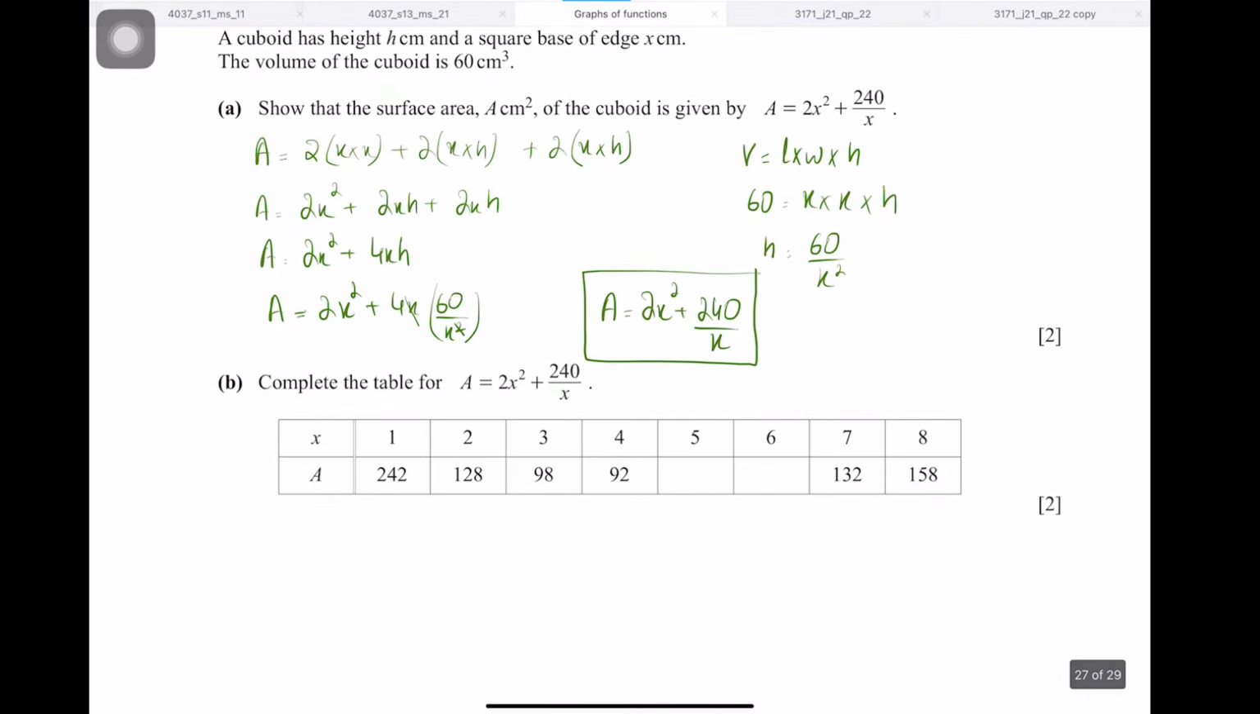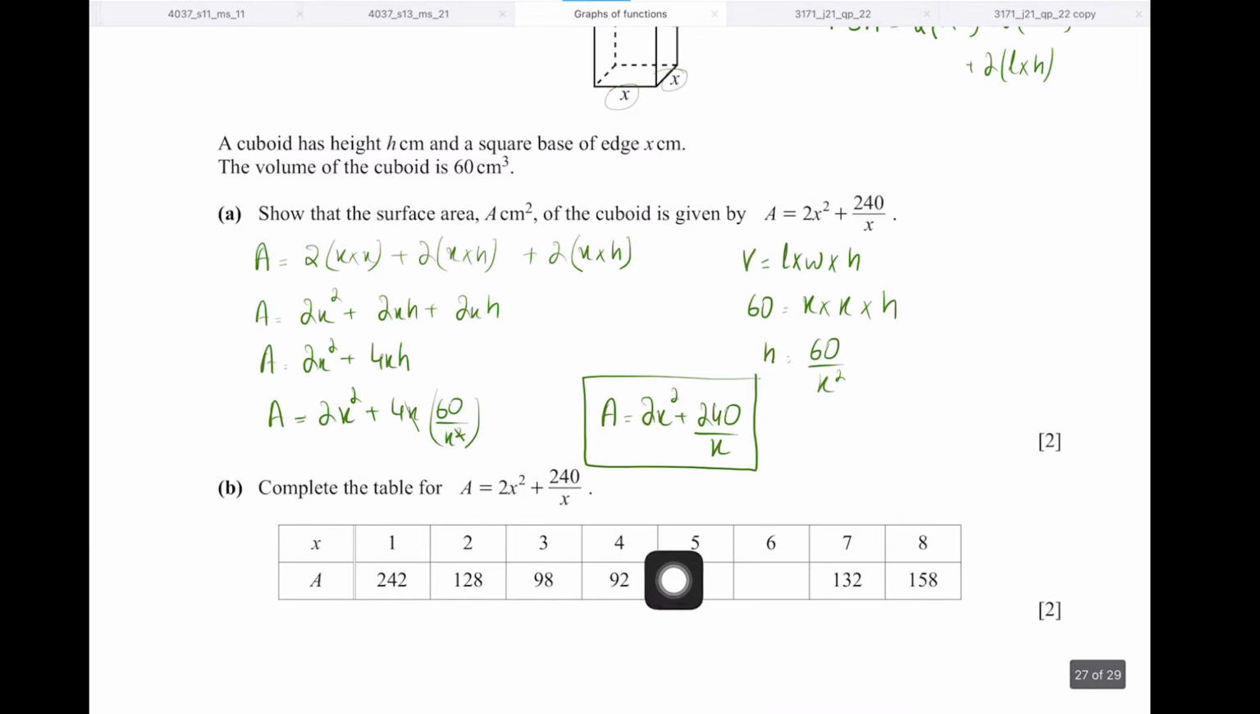Now this part, I'd like you guys to do it. Just quickly find out the value of a when x is 5 and the value of a when x is 6. I'll do it on the side as well, so I can make sure that you guys are doing it correctly. Okay, so we have an answer.